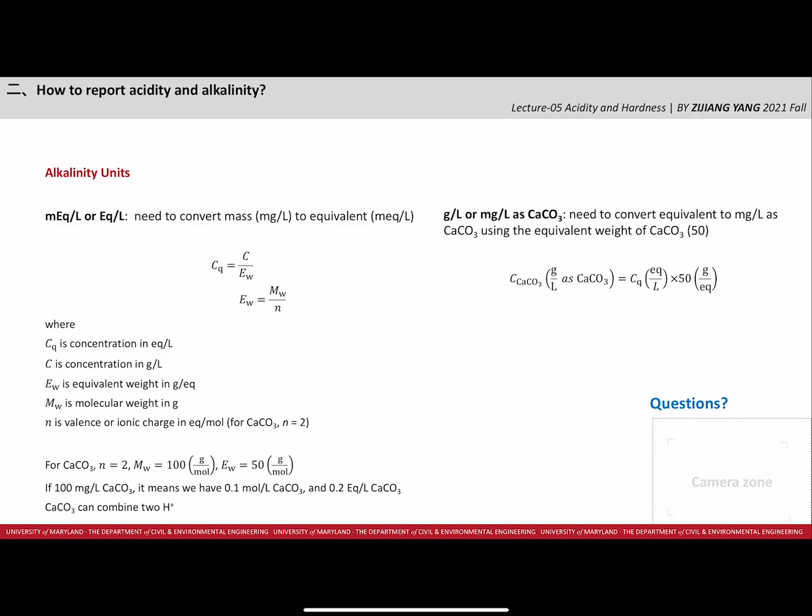The next question is how to report acidity and alkalinity. For alkalinity, we usually have two sets of units. The first one is milliequivalent per liter or equivalent per liter. It represents how much we need to convert the mass. So we need to convert the mass, like the milligram per liter, into milliequivalent per liter. And the equation is here.